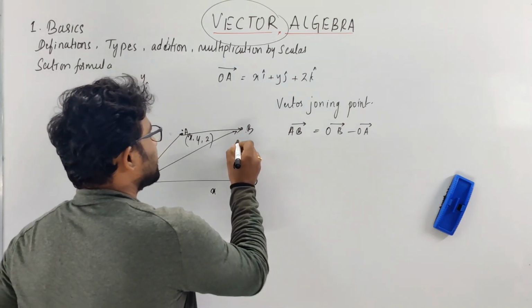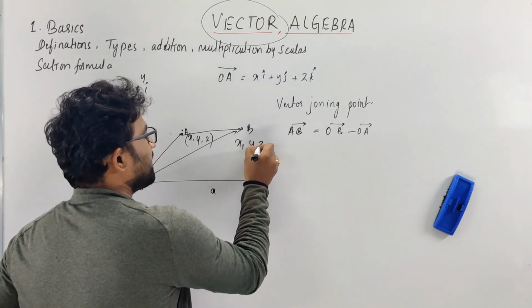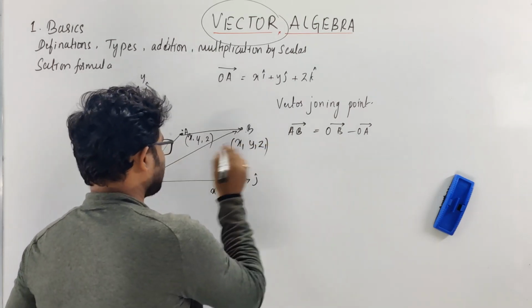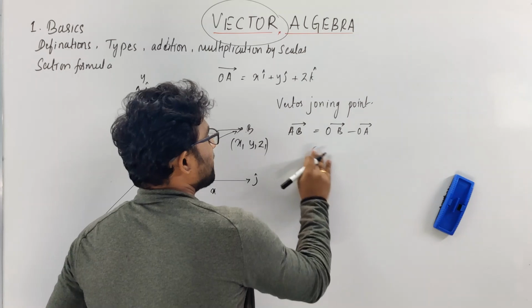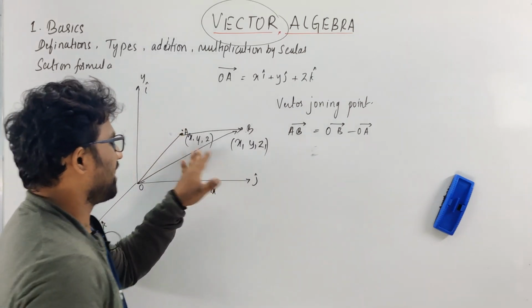So if these coordinates are like x1, y1 and z1, then you have to subtract basically, that's it, x1 minus x.